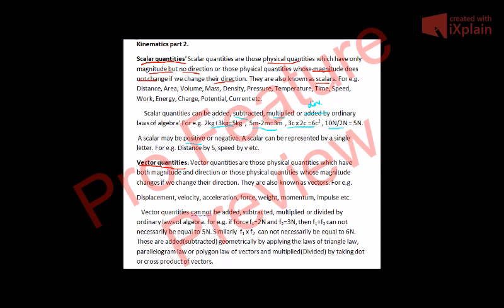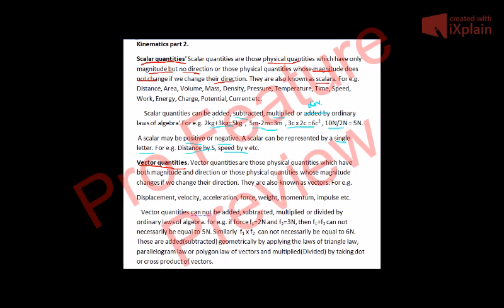A scalar may be positive or negative. A scalar can be represented by a single letter. For example, distance is represented by S, speed is represented by V, height by H.